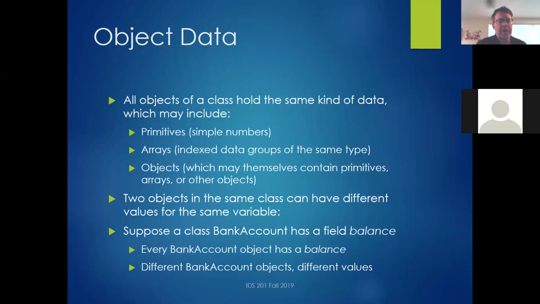Now, object data. All objects of a class hold the same kind of data. Could be primitives, could be arrays, which are stacks of data of the same type, or it could be other objects, which themselves can contain primitives, arrays, or other objects. So you have a lot of latitude in the kind of data a given object can hold. Of course, two objects in the same class can have different values for the same variable. For example, suppose you have a class bank account and it has a field called balance. Although every bank account object will have some number for its balance, you would want different bank account objects to be able to hold different account balances because your users would often hold different account balances.